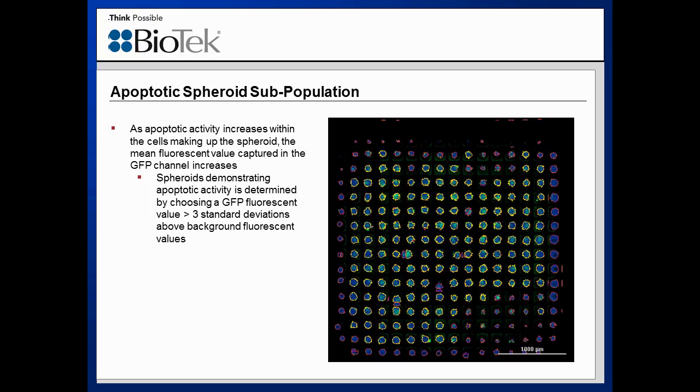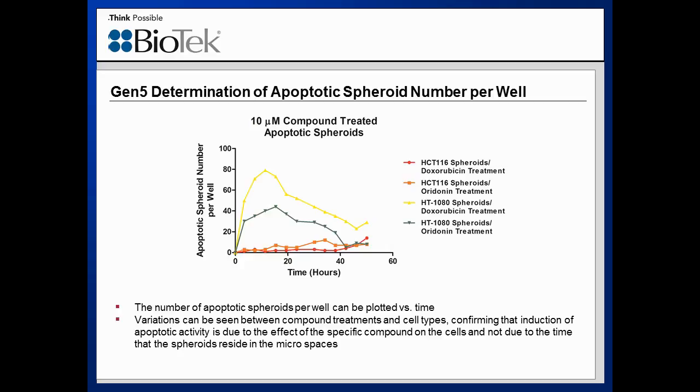And then by using the fluorescence from the green channel from the apoptotic reagent, we were able to identify a subpopulation of apoptotic spheroids within the well. That allowed us to track the number of apoptotic spheroids in each well with different cell models and concentrations of drugs that were tested. And then by dividing by the total number of analyzed spheroids, we can normalize the data to get a much more accurate and robust analysis.